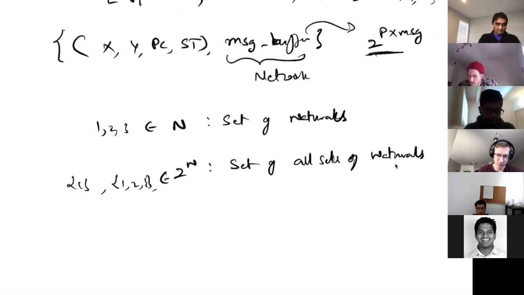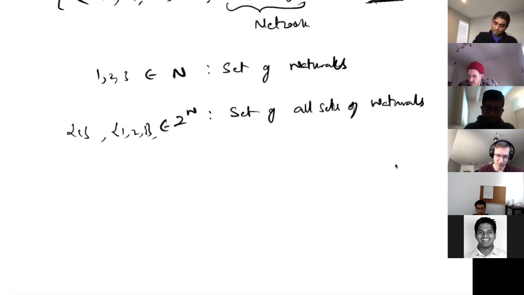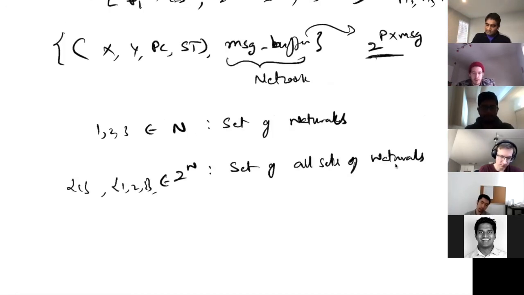Now we have defined, at any given point of time, what the state of a distributed system looks like. You can model it using this X, Y list.